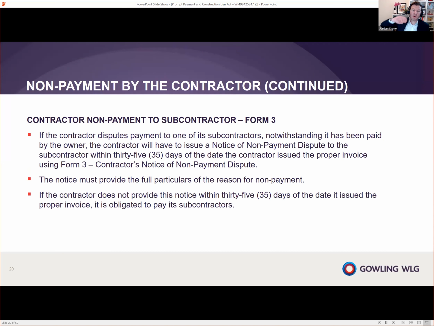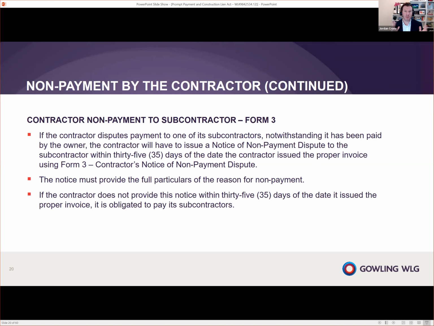So Form 3, we're now on the other side. Okay, this is a contractor non-payment to one of its subcontractors. So you're issuing this form notwithstanding that the contractor has been paid in full by the owner. This is because the contractor has a dispute with one of their subcontractors. You have to issue it within 35 days, and you have to use Form 3. Just like Form 1, you have to provide the full particulars for the reason of the non-payment.